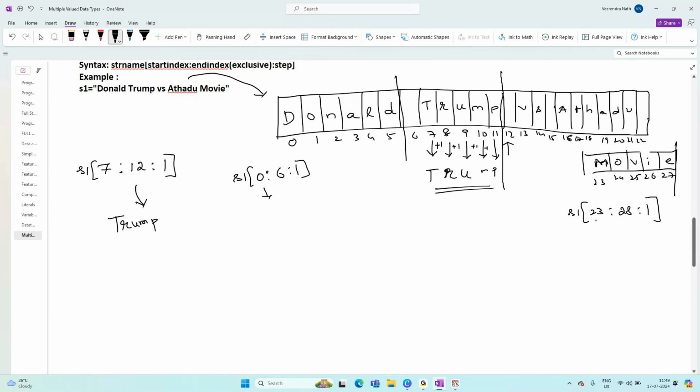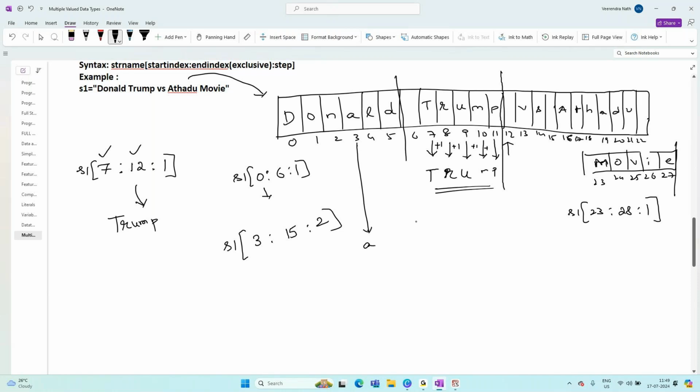Okay. Now I hope start and end are clear for you. So step means one step ahead I am saying. Now, for example, if I am saying S1 of 3 colon 15 colon 2, it will go two steps ahead. How, sir? First 3 comes. What is 3? A. A is confirmed because start index is inclusive.